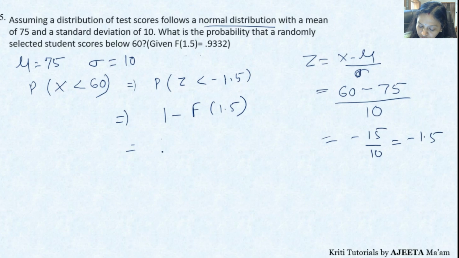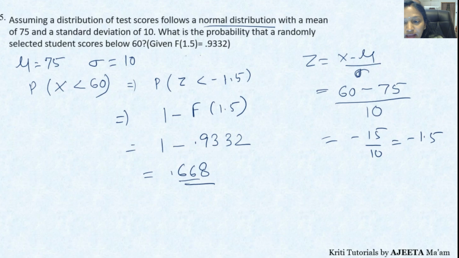So now, very simple step to be done. Just subtract 0.9332 from 1. So what is the answer? 0.0668. Here we don't need to multiply anything because only the probability is being asked.